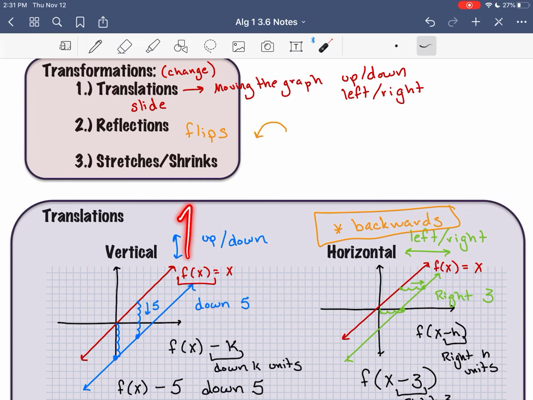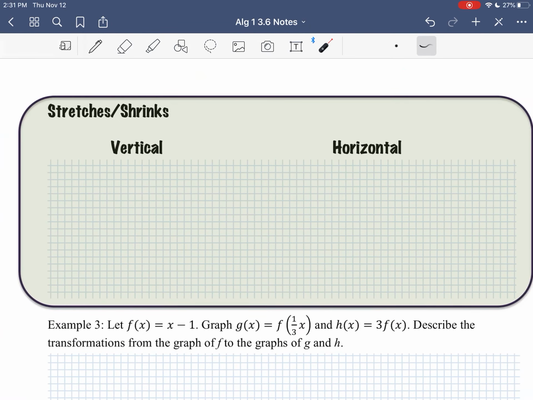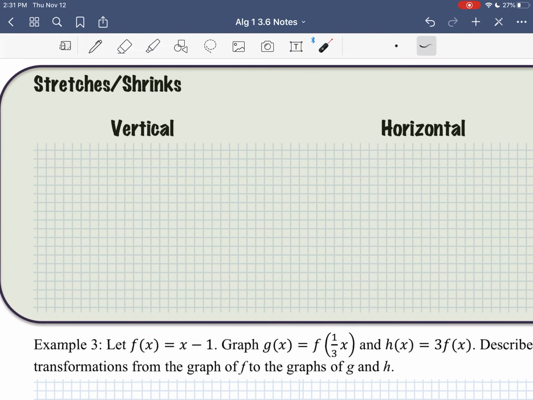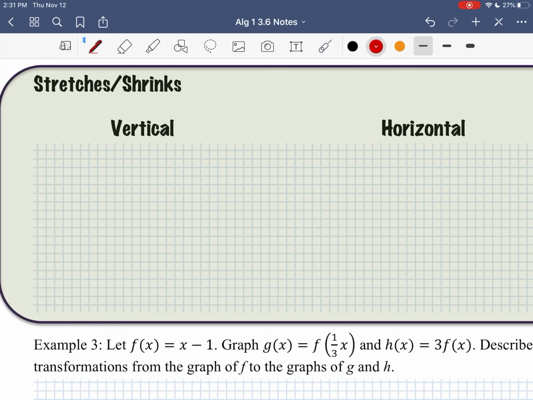We can vertically stretch or shrink. That means pull it up and pull it down, or push it up and push it down, okay? Or we can do it horizontally, stretching left and right, okay? So let's talk about those two. So first, let's talk about a vertical stretch or shrink. So this is when we stretch or shrink it up or down, up and down. So we pull it up and pull it down.